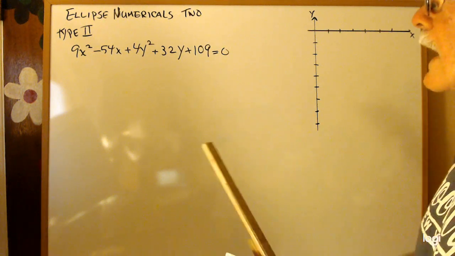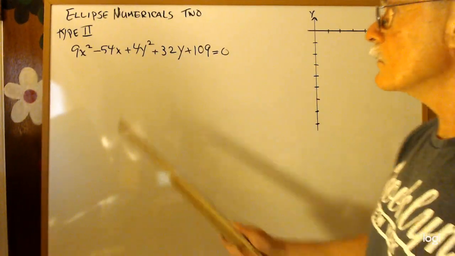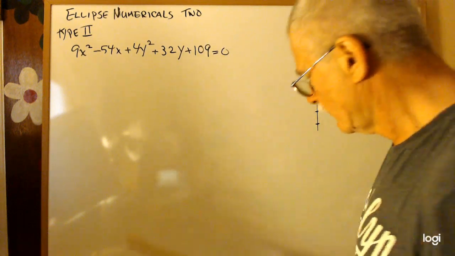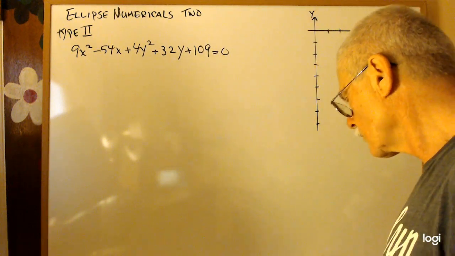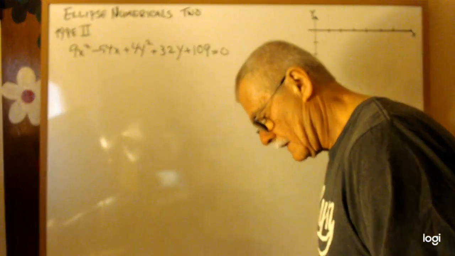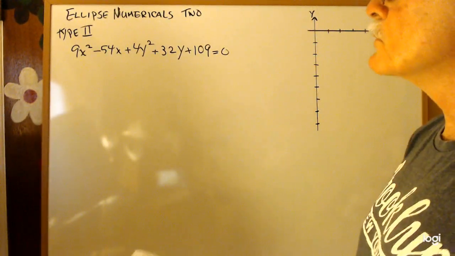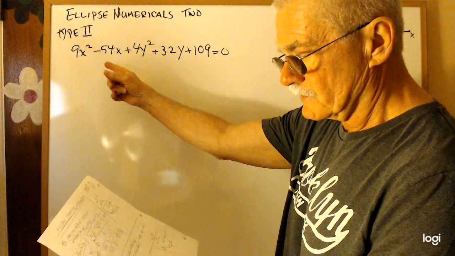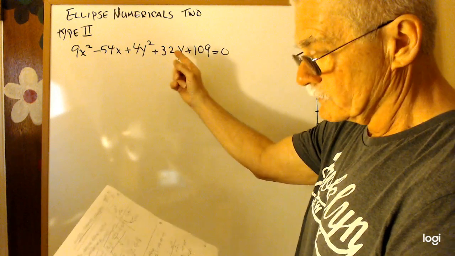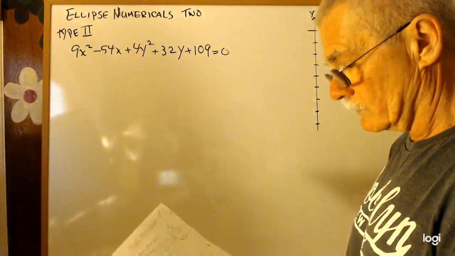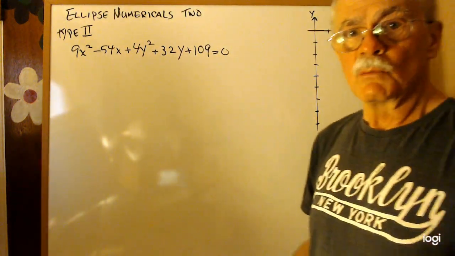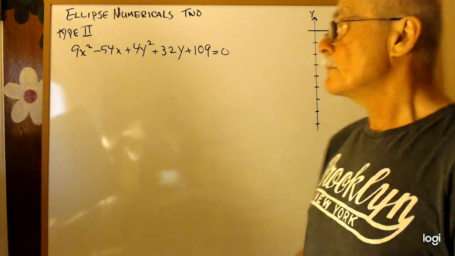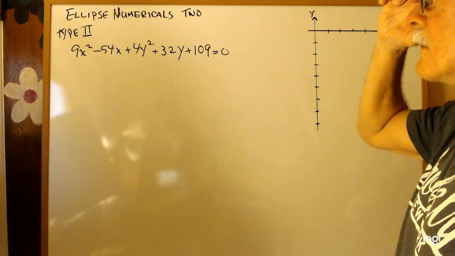All right, we're back. So in this case, we're writing the ellipse as some form of a quadratic here. And let me check, make sure I wrote it right. 9x squared minus 54x plus 4y squared plus 32y plus 109 equals 0. And at this point in time, we do not know what kind of a curve this is going to be. Well, I guess we do a little bit.